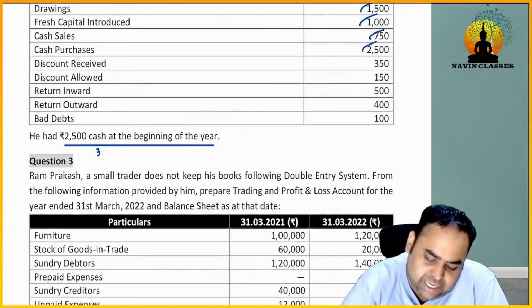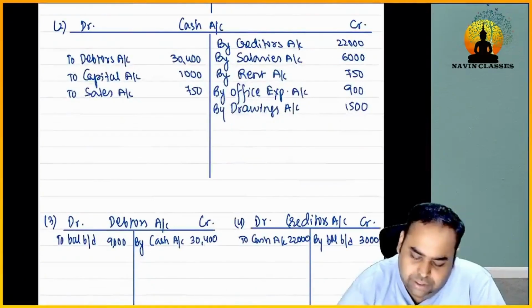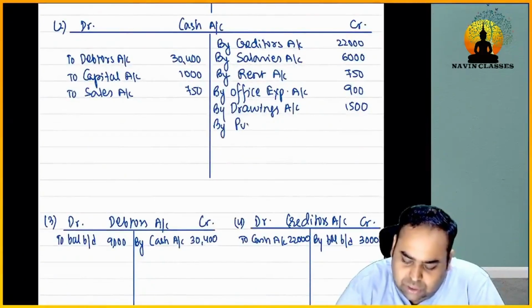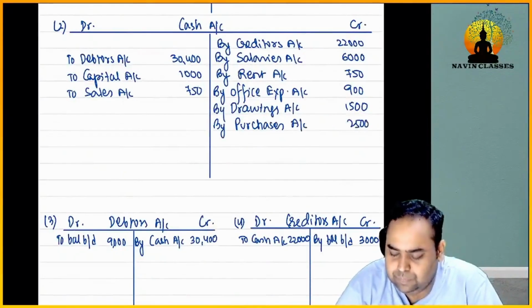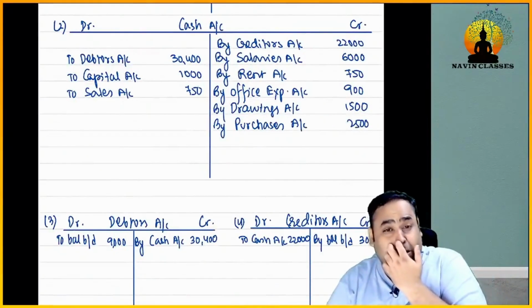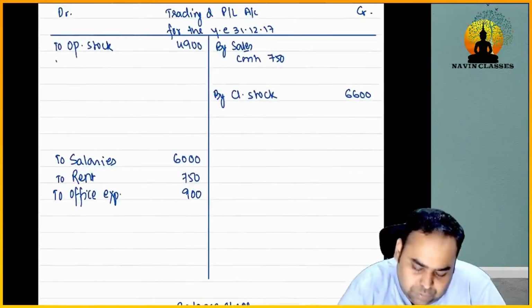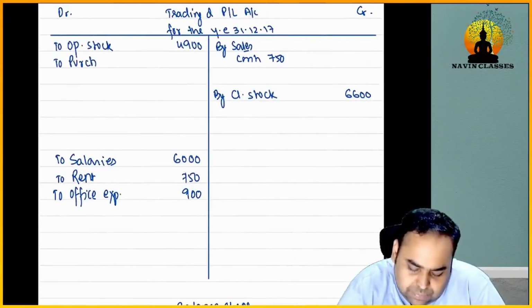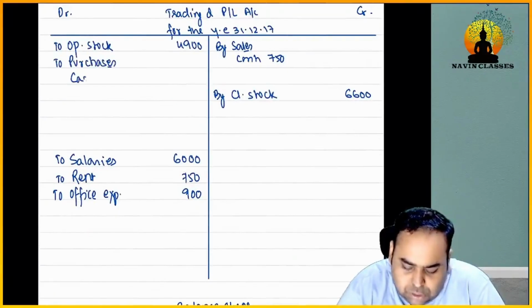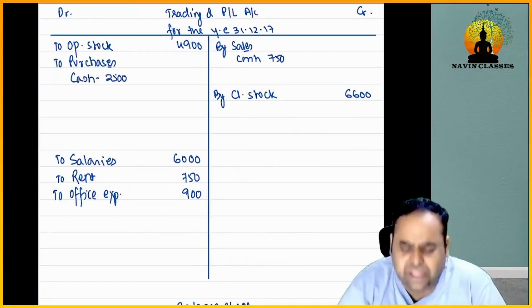Cash purchases 2500. First in cash account, we will write by purchases 2500. Where will the purchases go? In trading account, we'll write it in trading account. To purchases. Write cash purchases 2500. We'll add the credit that we get.